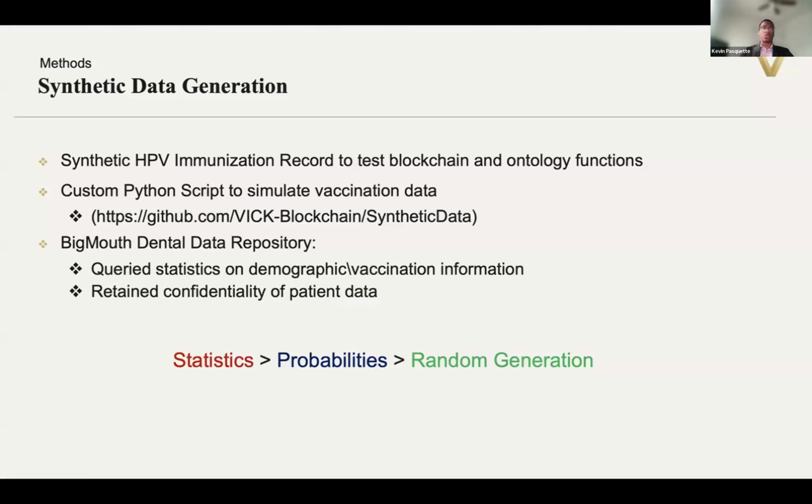So to test the VIC framework, we developed a synthetic data set to simulate a real immunization record. Using a custom Python script, which is located on our GitHub, we generated these records based on demographic distributions from the Big Mouth Dental Data Repository, which is an institutional repository that stores EHR data at UT Health Houston.